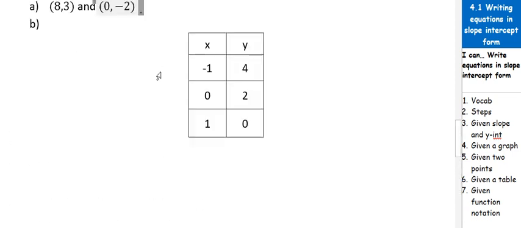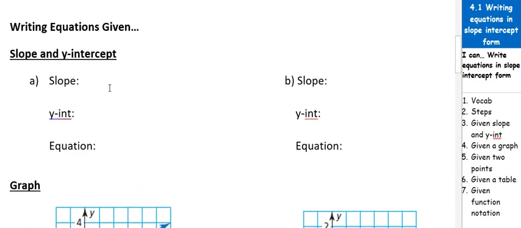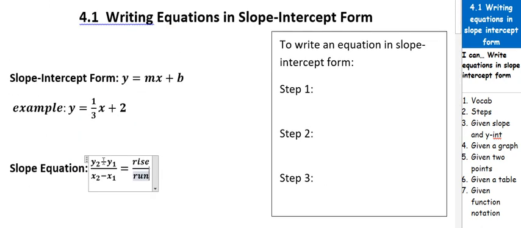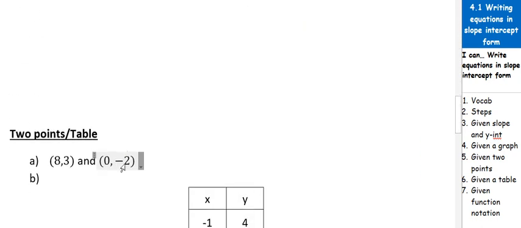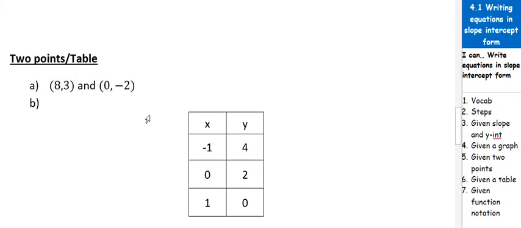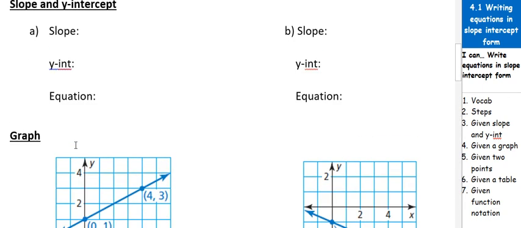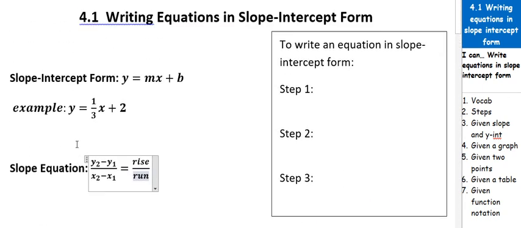Now, here's the awesome part about this lesson. This part, super easy. It's just plugging it in. This part, once you understand the slope equation right here, is easy. This part down here is all the same. We do A the same as we do B, and we do B the same as we do function notation. So all those last three are like the exact same thing.